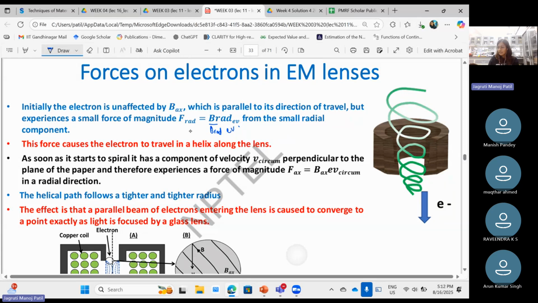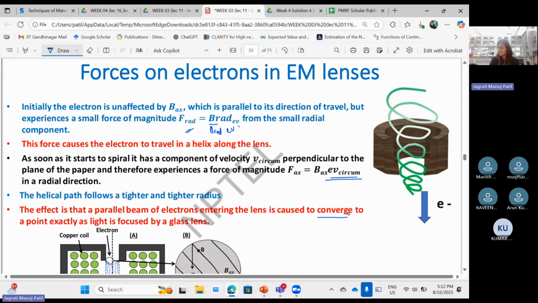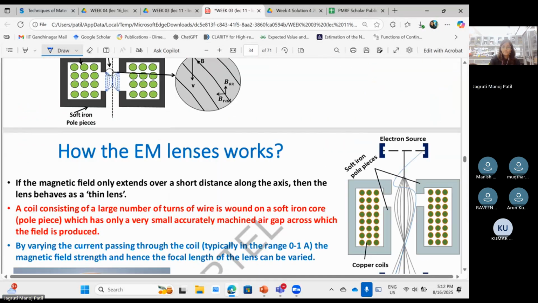Because of this radial force, and because of the velocity of the electrons being deflected along this circumference, there will be a force on the axis that is also related to it. So this axial force will also eventually change the path, and this helps us to focus and converge the electrons, with a tighter and tighter radius eventually.